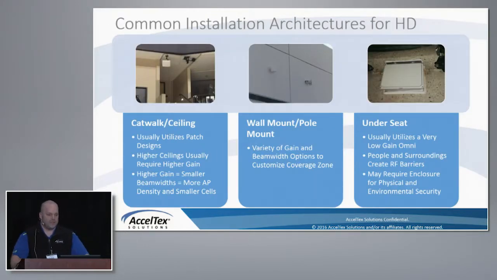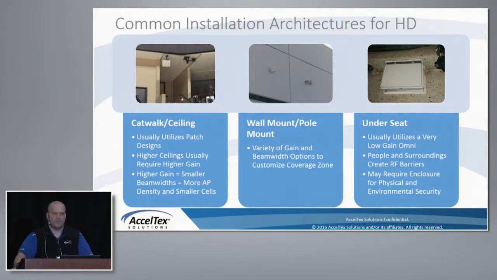So some common installation architectures for HD. Some of the more common ways are catwalk or ceiling, where you can actually utilize a patch design, which typically gives you higher gain antennas, which equals smaller beam widths, more AP density and smaller cells. Higher ceilings typically require higher gain, not necessarily 100% of the time either. There are wall and pole mount options.